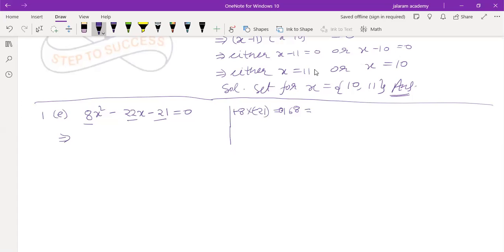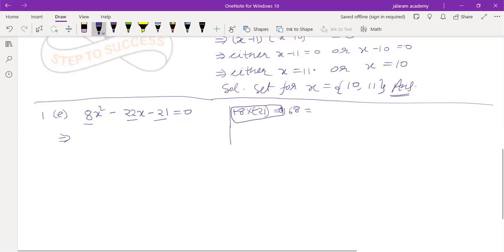So 6 into 28. No, I have not asked you this. Never answer that which has not been asked to you. Is that clear to you? I have not asked. I am discussing only.